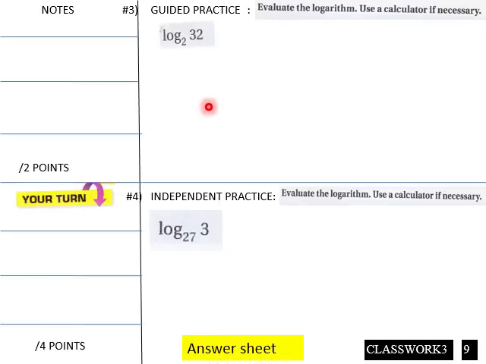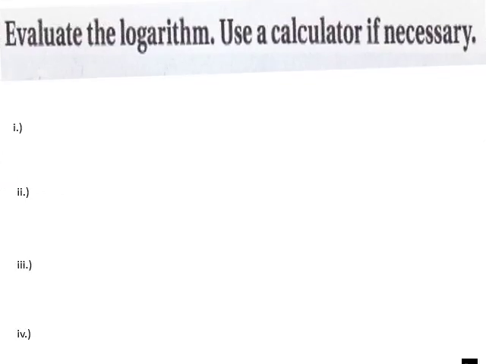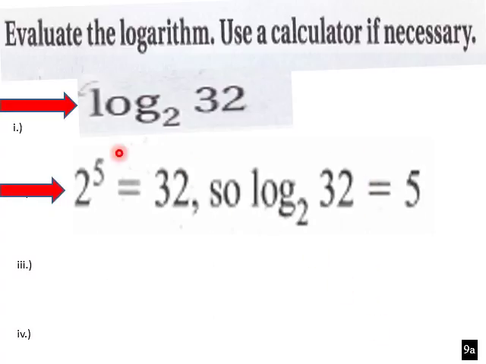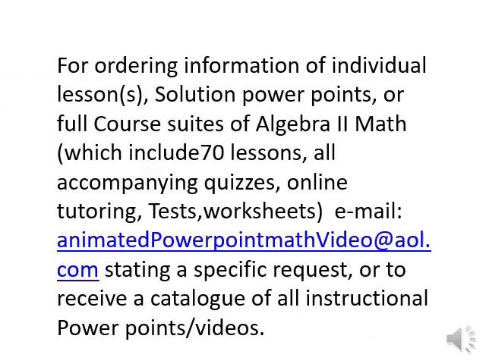Okay, our guided practice now, and students, this is on you. Evaluate the logarithm, use a calculator if you have to. So 2 to what power would equal 32? 2 to the 5th power would equal 32. So log base 2 of 32 would be 5.